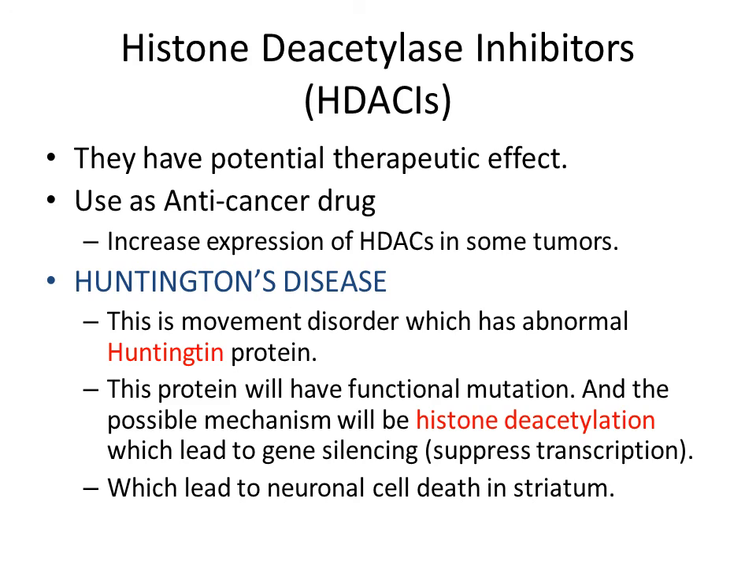If we talk about Huntington disease, this is a disorder of movement that has an abnormal Huntington protein. This protein has a functional mutation, and that will lead to histone deacetylation, and that will lead to gene silencing, which is a suppression of transcription, and which will lead to neuronal cell death in the striatum. If we give them a histone deacetylase inhibitor, it will inhibit the process of histone deacetylation in this gene and will suppress some symptoms of Huntington disease.